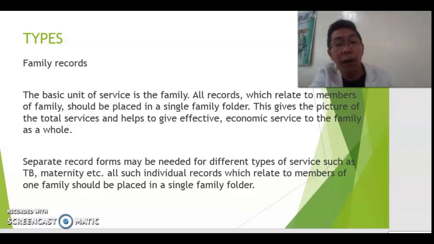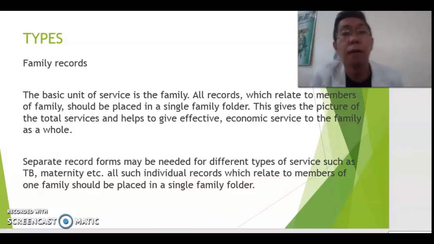Based also on the different types of services that we give to a family, we can also separate the records by type. For example, based on the case, like maternity, or tuberculosis, if one of the family members has TB.